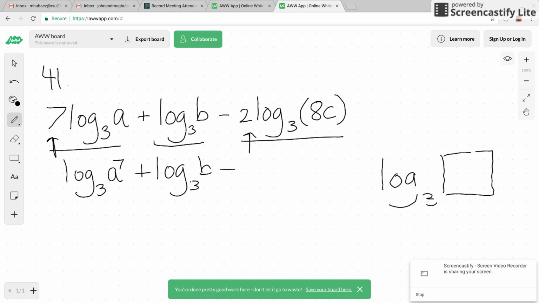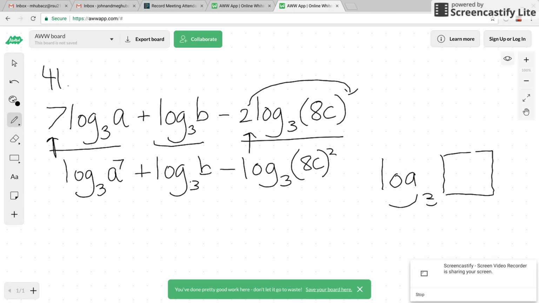But the third term, we can bring this 2 up, and it will act as an exponent with the base of 8c. So that third term is going to look like this, log with a base of 3, and then 8c squared. So that squared belongs to both the 8 and the c.